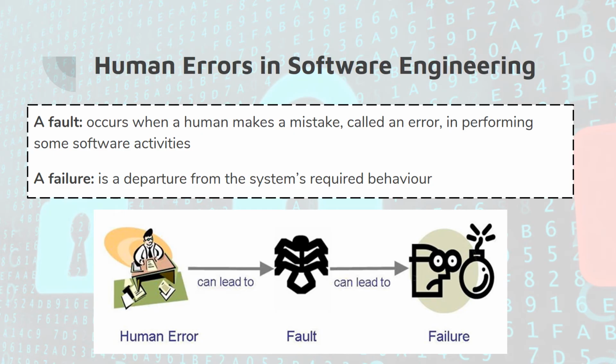Human errors can lead to faults, which can then lead to failure. A fault occurs when a human makes a mistake, called an error, performing some sort of software activity. A failure is a departure from the system's required behavior.